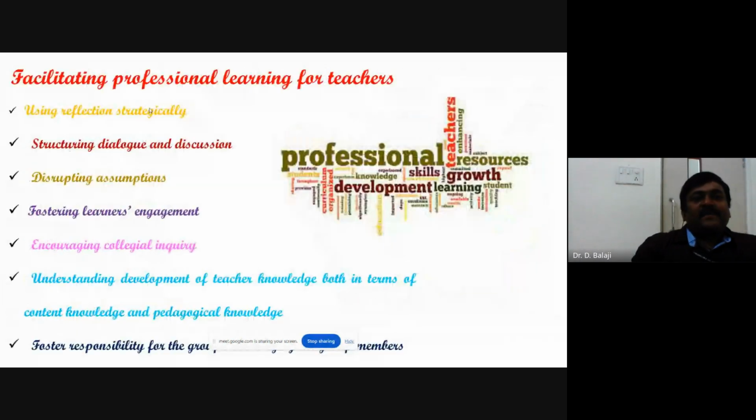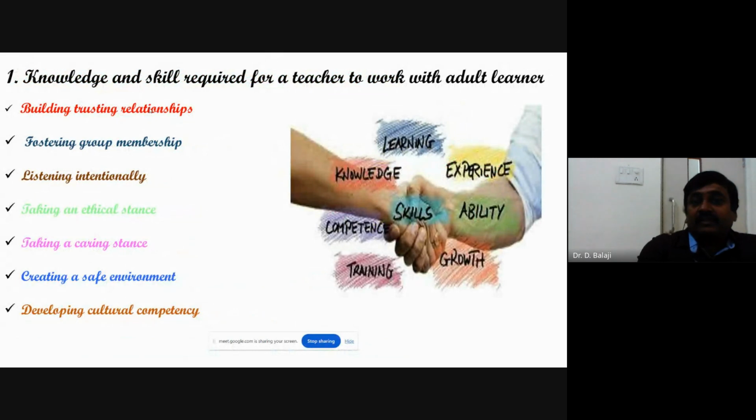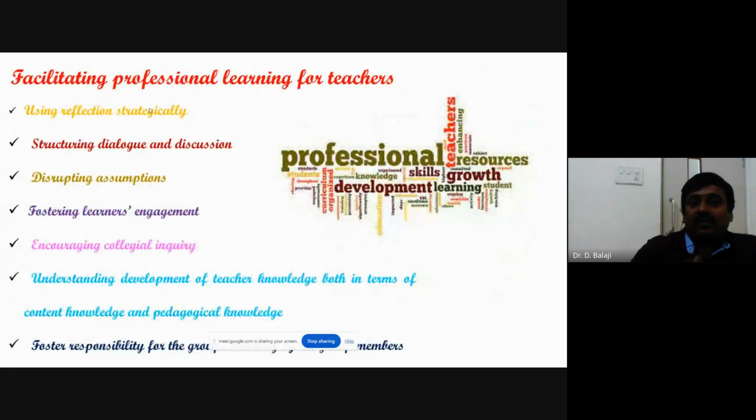Next. Facilitating professional learning for teachers. To have the knowledge and skills required for teaching and working with adult learning, what professional learning should a teacher have? Using reflection strategy. Reflection strategy is nothing but bouncing back. What does it mean? It helps strengthen leadership, develop team capacity, and facilitate transition.